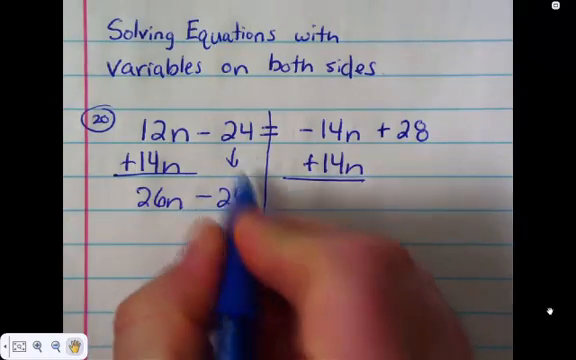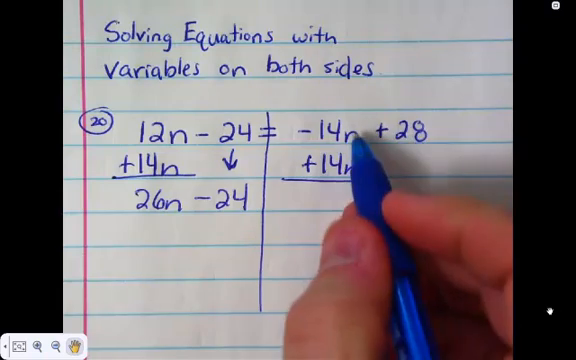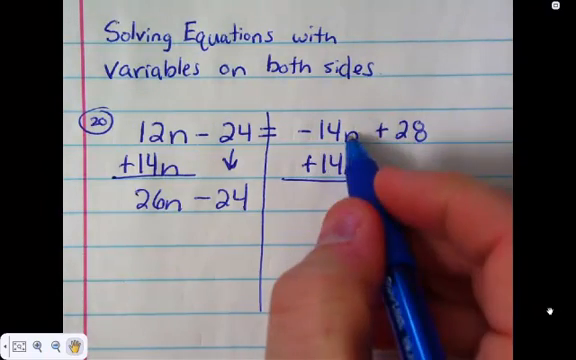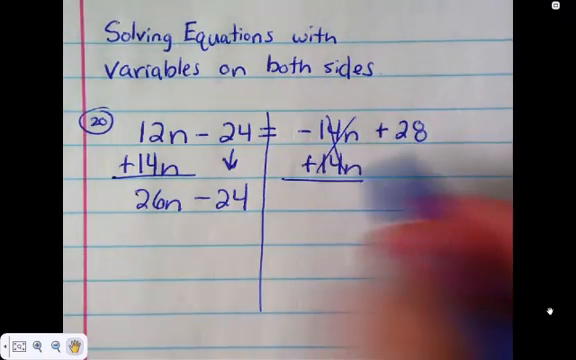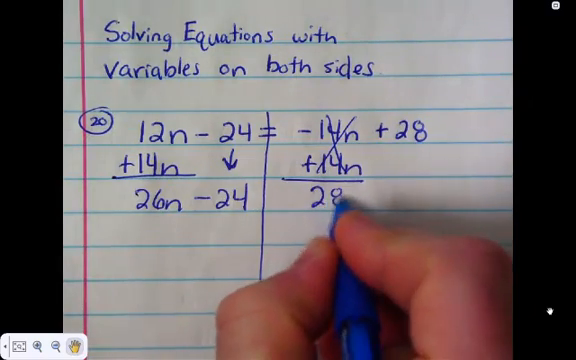You don't have to put the arrow there, but I did just to make sure that you guys saw what I did. This negative 14n and the positive 14n, the reason we added 14n is so they can cancel each other out. We really get 0 there. So what we have now is just a regular 28.